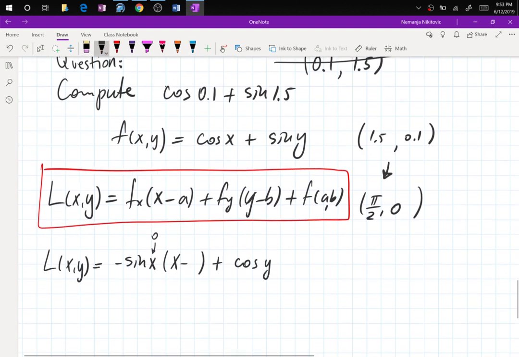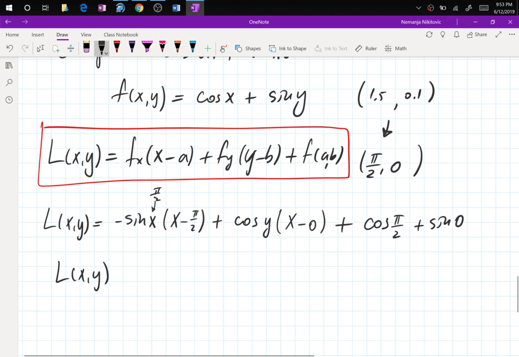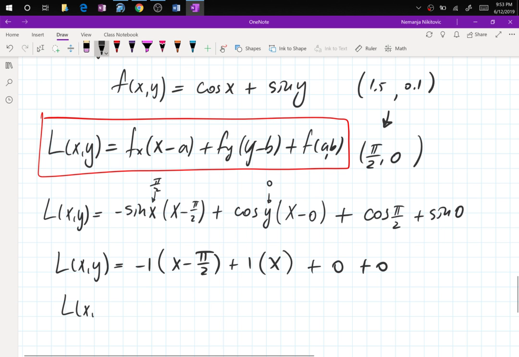So this is going to be pi over 2, and it's going to be pi over 2, and then a cosine of y, and then I'm going to have x minus 0 right there, and then plus the function computed at these points. Well, that's going to be cosine of pi over 2 plus sine of 0, so those are going to die anyway. So now L of x,y is going to be pi over 2, so that's negative 1 times x minus pi over 2, plus for cosine of y, I'm using 0, so that's also 1. And then x minus 0 is just x. And then plus 0 and then plus 0. So my plane, in this case, L(x,y), is equal to negative x plus pi over 2.